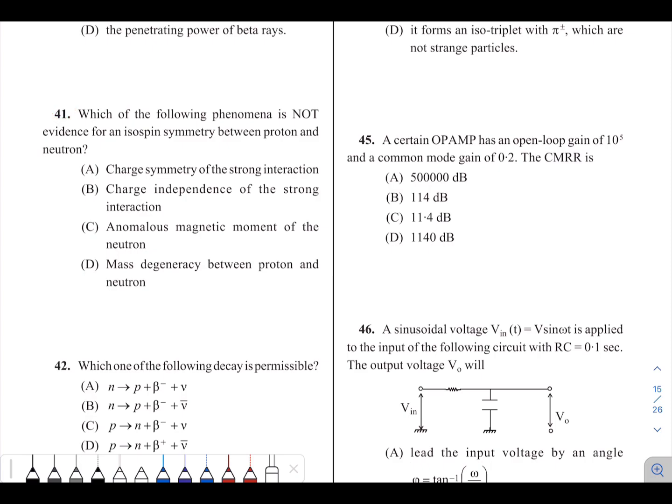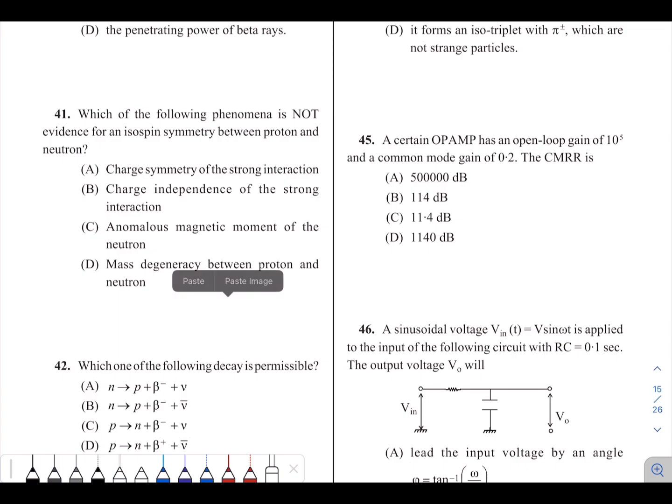Which of the following phenomena is not evidence for an isospin symmetry between proton and neutron? Let us go over the options. Option A, charge symmetry of the strong interaction. It is an evidence. Charge independence of the strong interaction. It is also an evidence. Mass degeneracy between proton and neutron, it's also an evidence. So the correct answer would be C, anomalous magnetic moment of the neutron.